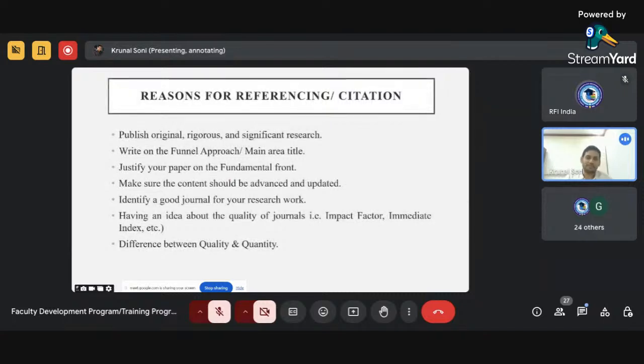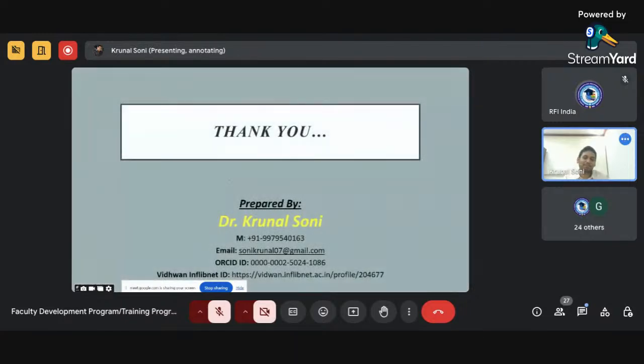Reasons for references: we have already discussed, to narrow down your topic, to prove your topic to be ethically correct, to differentiate between qualitative and quantitative work, meaning the person who is publishing more number of papers and the person who is publishing fewer papers with good content. That's where we are making a difference, right? Which is somehow missing in PhD work. So here I'm ending.